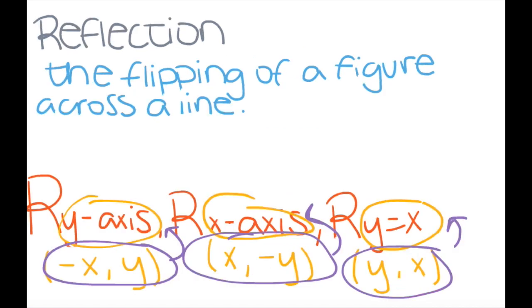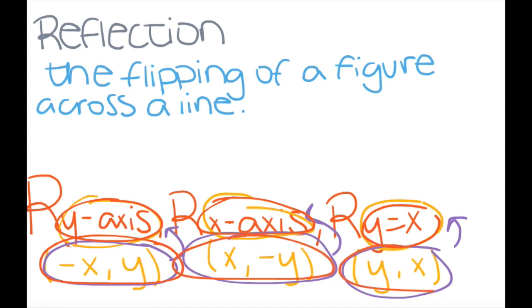Now moving on to reflections, and this is basically the flipping of a figure across a line. And there are 3 types of reflections. There's reflection over the y-axis, reflection over the x-axis, and reflection over y equals x. And these below each type are the ways that you would solve for each and every type of reflection.